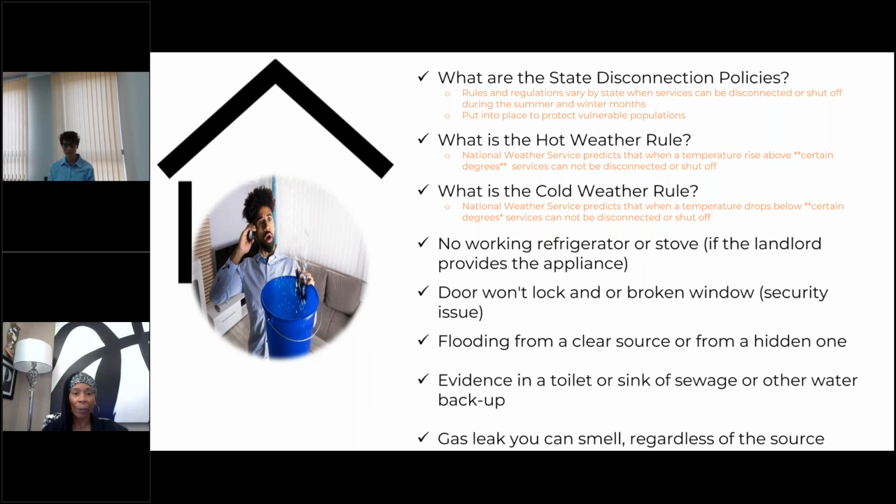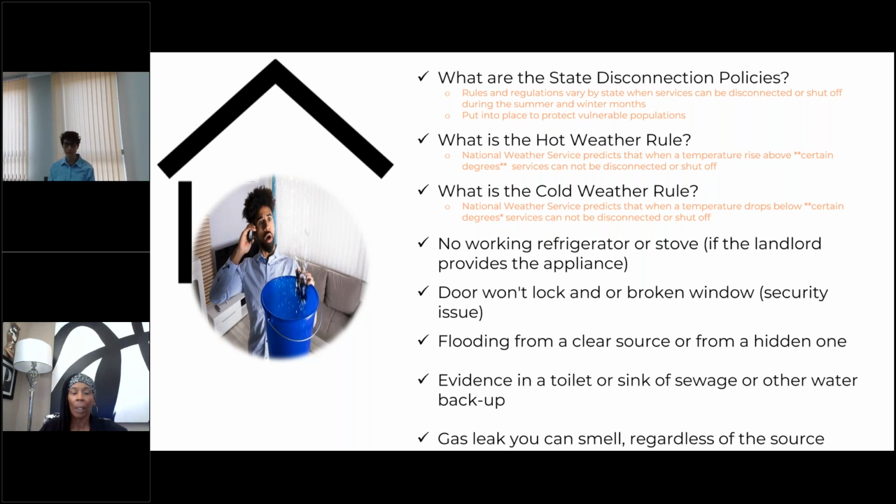The reason I'm bringing up this disconnection policy, the hot weather rule and the cold weather rule, is that if a landlord follows best practices, they use this as a guideline. So if the AC unit goes down, depending on the temperature, they know it's an emergency, because based on their state laws, a person has to have a certain temperature during a certain time period.